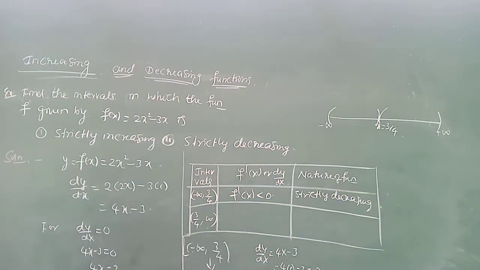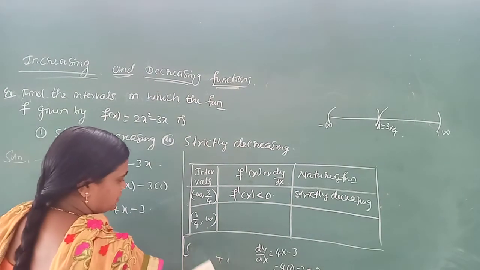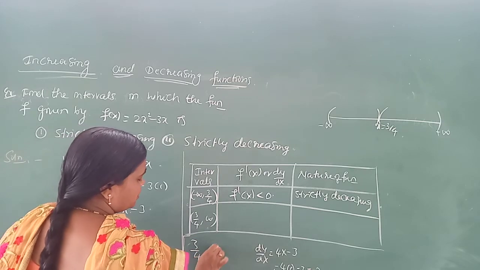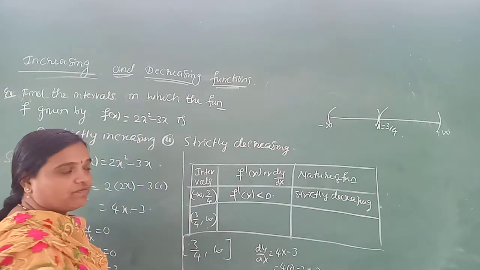Okay. Next, 3 by 4 to infinity. Next I will take 3 by 4 to infinity, more than that. I will take a better value, 1.